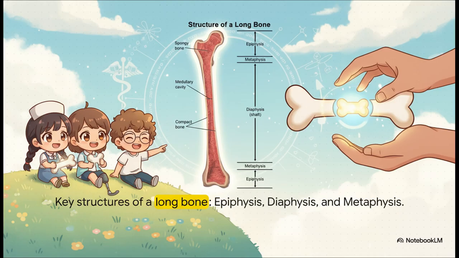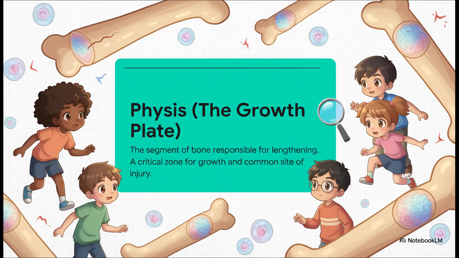But wait, there's one more piece here, a part you won't find in an adult, and it changes everything. And here it is, the physis. You probably know it as the growth plate. This right here is the engine of growth. It's the area that's responsible for the bone actually getting longer. But because it's made of cartilage and is buzzing with cell activity, it's also a weak spot. It's a really common place for fractures. And this is a big deal, because an injury right here can seriously impact a child's future growth.